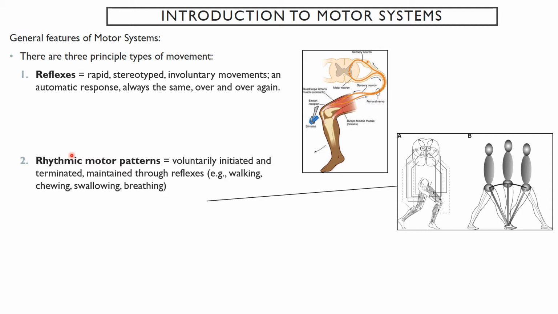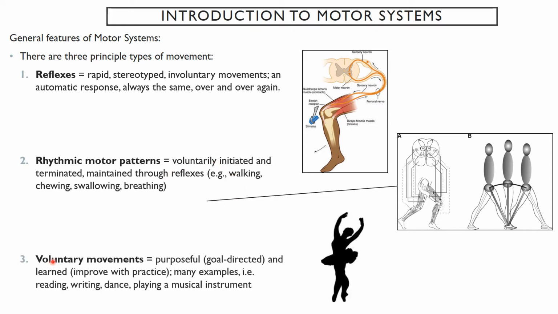There's also rhythmic motor patterns. These are initiated consciously, voluntarily, and then you can of course stop them as well. They are maintained though through reflexes. When we initiate, say, walking, which is a rhythmic motor pattern, you want to walk, so you start walking, but you don't necessarily think about the details of walking. You don't think about swinging my right leg, swinging my left leg. It's an entirely reflex-maintained process. We're not actually going to talk about this in great detail because it's a relatively complicated system and it's a little bit beyond the scope, but we're going to cover it a little bit.